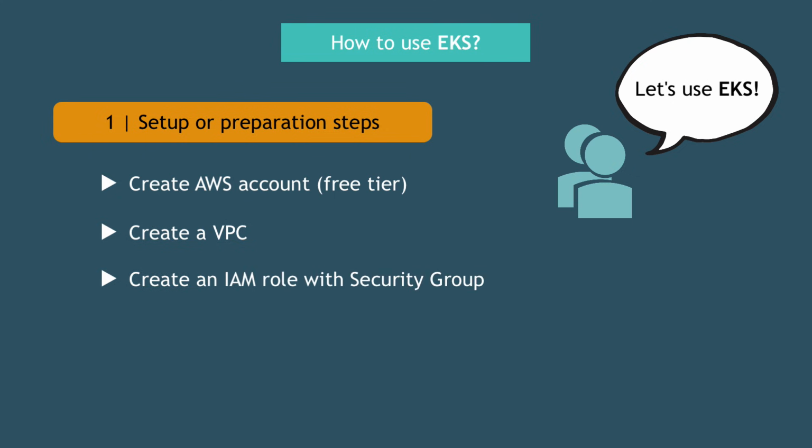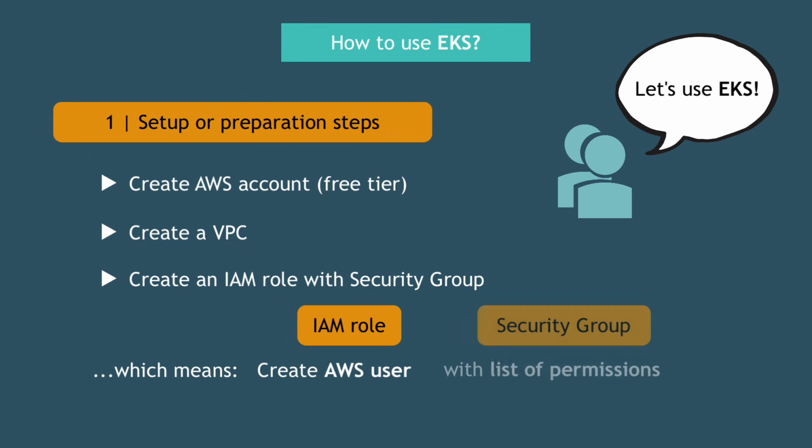Then you have to create an IAM role with a security group. These two terms, in my opinion, are too obscure. So here's a human translation for you. You have to create an AWS user with a list of permissions. Permissions to create and do stuff with the EKS service.